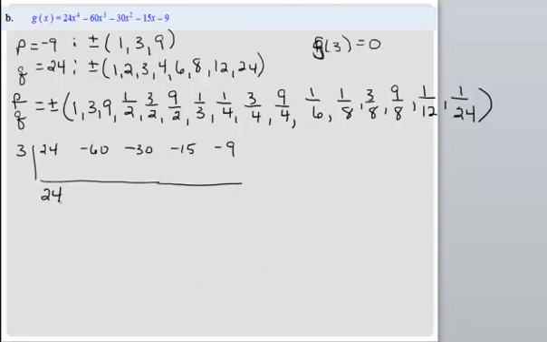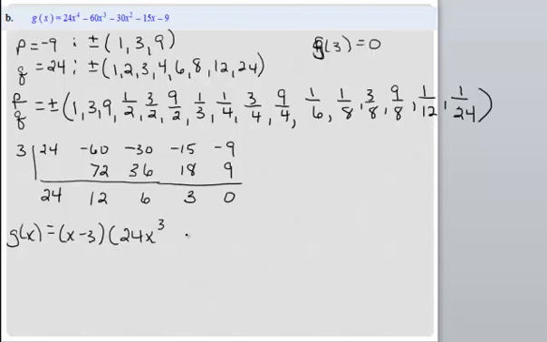So we bring down the first one, and then we multiply, and then we add. And then we multiply, and then we add and multiply and add and multiply and add. So if I were to write this out factored now, I would have x minus 3 because of this one, and then 24x cubed plus 12x squared plus 6x plus 3.